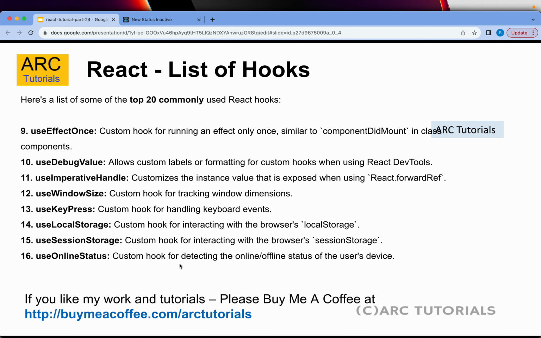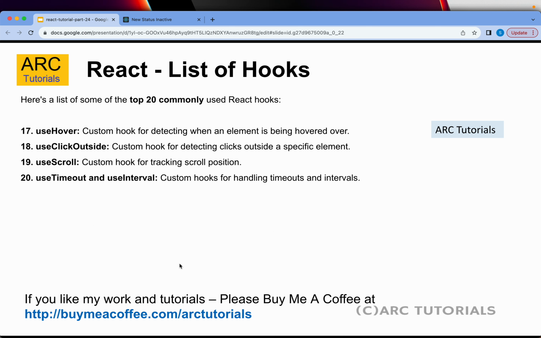useLocalStorage is for interacting with the browser's local storage. useSessionStorage helps us in interacting and working with the browser's session storage. useOnlineStatus is for detecting whether the device is online or offline. useHover will help us in detecting whether an element is being hovered over or not. useClickOutside will detect if a particular click was done outside a specific element.